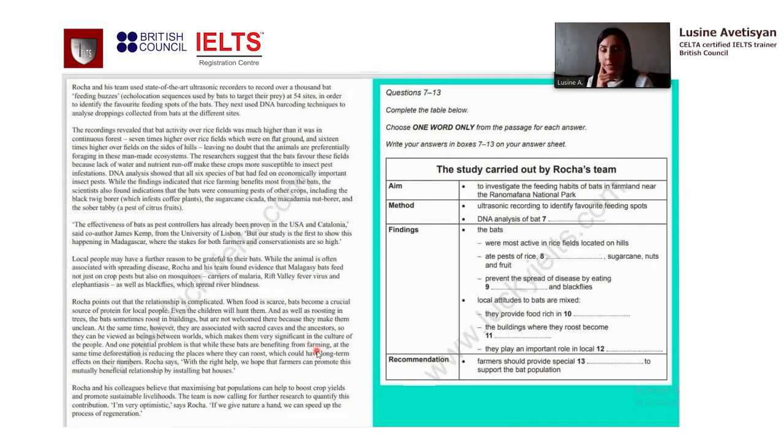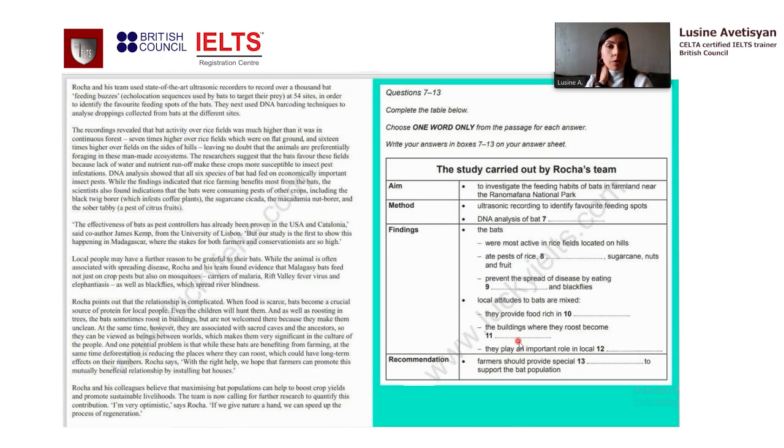Remember, we don't read the whole text. We read the side title, subtitle, and we go to the question. So here we have got one word only, very important. If your answer is correct, however, it has got two words, then your answer is unfortunately not correct. So, the study carried out by Rocha's team. This means that inside the passage, I'm not going to read the whole passage, but I will find only the study which is carried out by Rocha's team. I started from here, so it's easier for you to follow. Actually, you can locate this easily if you follow the keywords.